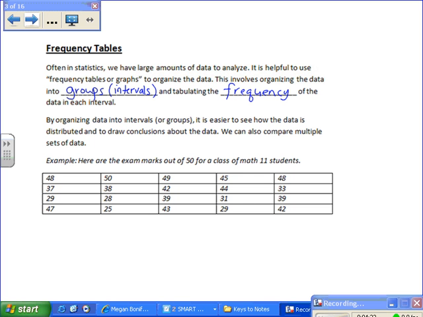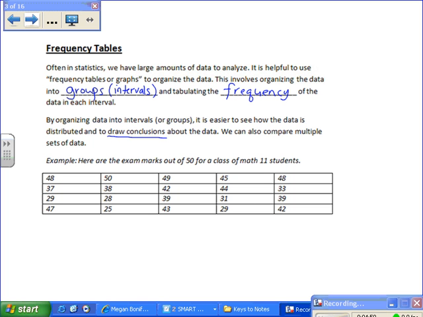So organizing the data into groups is much easier to look at. It's easier for us to draw some conclusions about the data, to make some assumptions, or get a better idea of what the data is telling us. And we can also compare multiple sets of data. So for example, if we had all the marks from one math class, we could put that into a frequency table, and then we could compare it to 4 or 5 other math classes. So it's possible to look at more than one set of data when we use frequency tables.